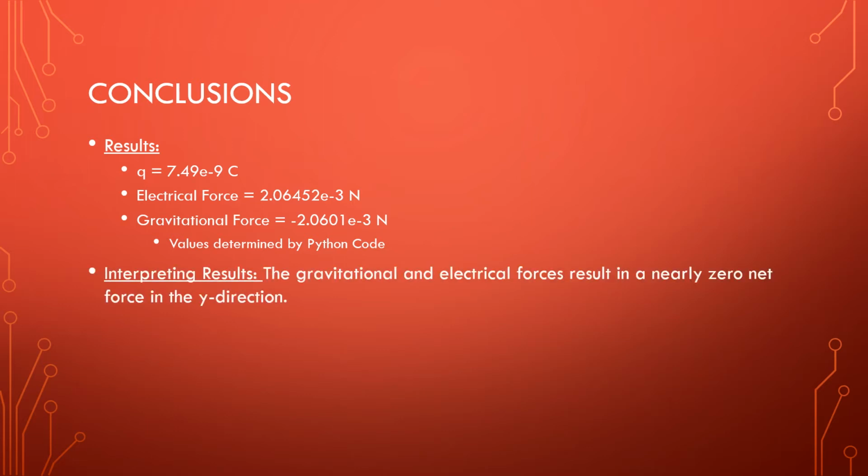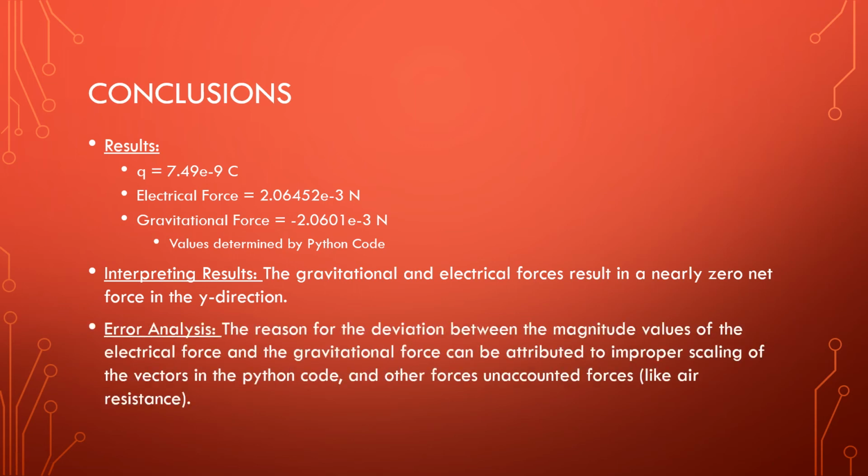Now, to interpret these results, we see that the gravitational and electrical forces result in a nearly zero net force in the y direction. When compared to the results for Q in Lab 1, which was 2.39 e-9 coulombs, it appears that a line of charge produces a greater Q due to the differences in the electric field calculation. However, in a lab like this, we must consider error analysis. The reason for the deviation between the magnitude values of the electrical force and the gravitational force can be attributed to improper scaling of the vectors in the Python code and other unaccounted for forces like air resistance.